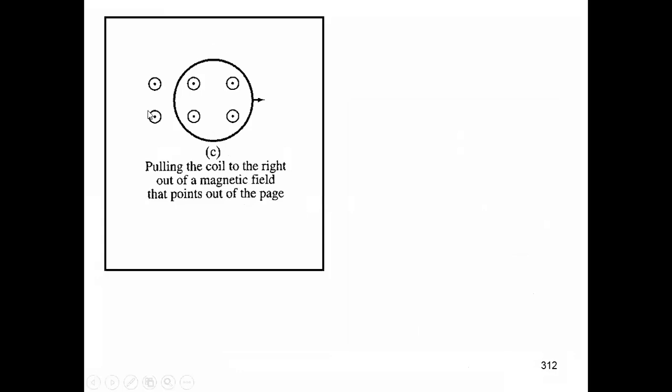Some more are there. What do these encircled dots represent? This encircled dots, what do they represent? That is the magnetic field. The magnetic field is out of the plane, outward. Now see, this is coming away from here, so the magnetic field points out of the page.